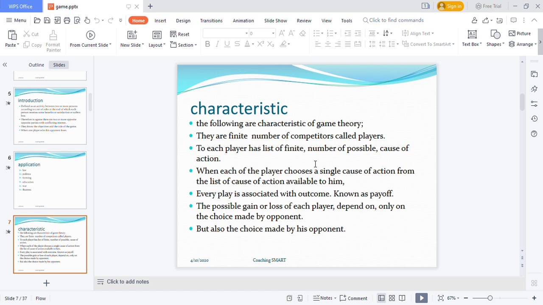Every play is associated with an outcome. When you play a game, there must be an outcome, and that outcome is called the payoff. The possible gain or loss of each player depends on the choice made by the opponent. So the possible gain or loss of each player is based on the choices made by the opponent. If the opponent wins, the other one loses. If the other one gains, the other one loses. So that's all about the game. But also, the choices are made by his opponent. So when an opponent makes a choice, it will affect the outcome.